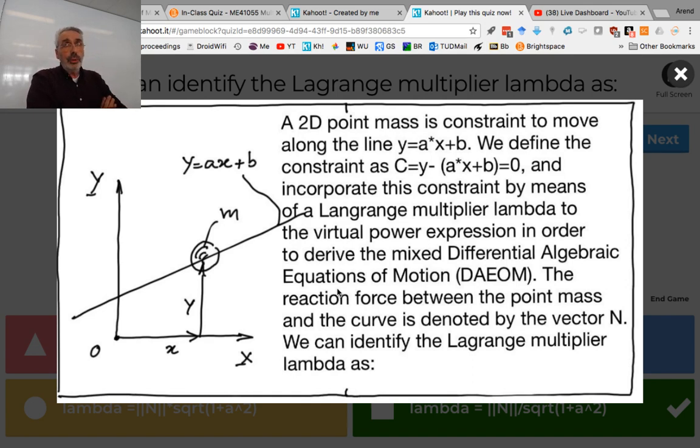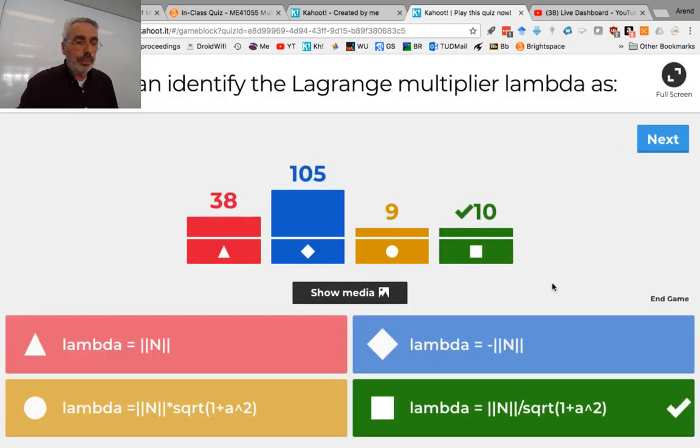In the lecture notes, there is a worked-out problem. I think it's an example where it's exemplified what the relation is between forces and Lagrangian multipliers. In this case, it's a point mass on a parabolic line, and if you study that, then you will understand why this answer, the correct one, is the correct answer. So please study the lecture notes, and maybe we come back to this next week. Who knows?